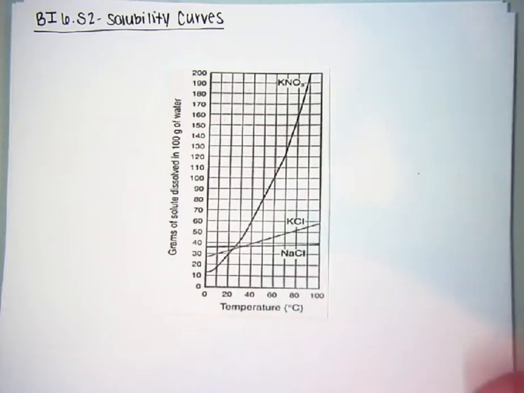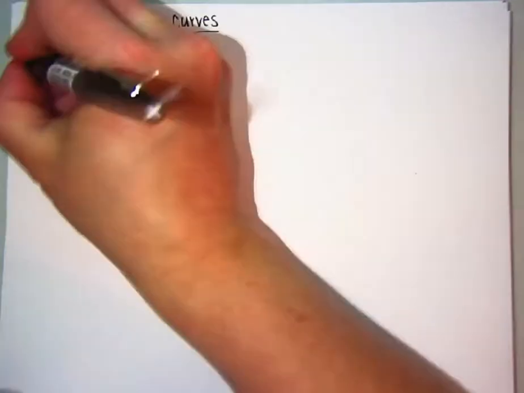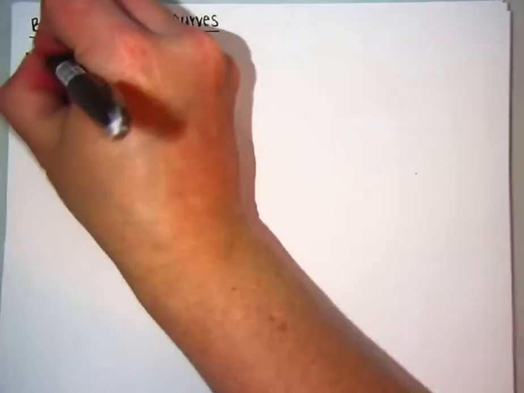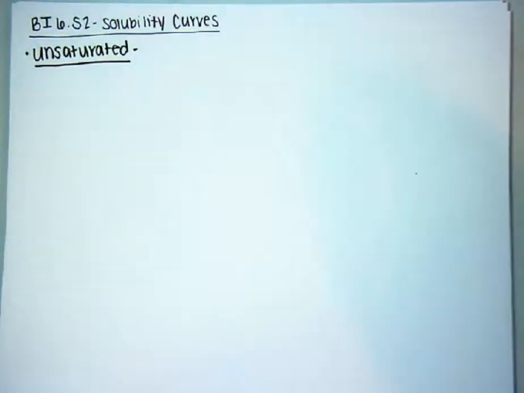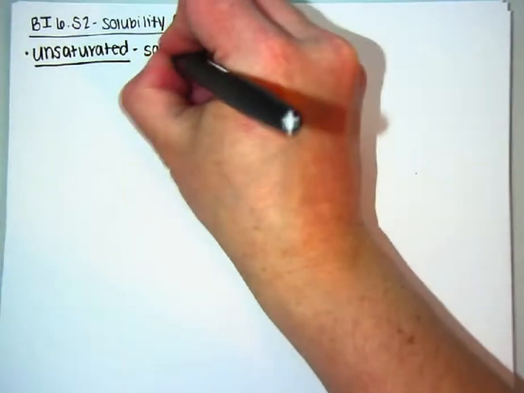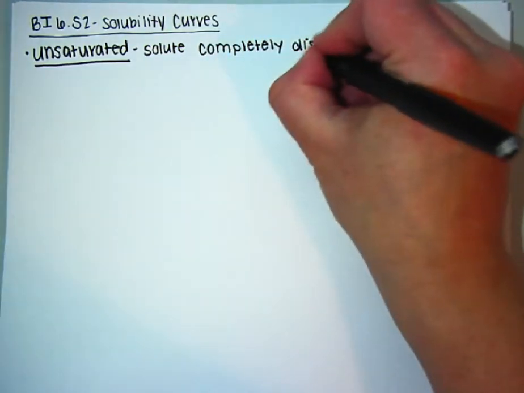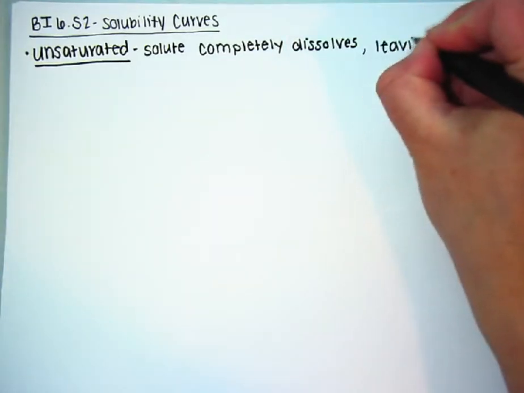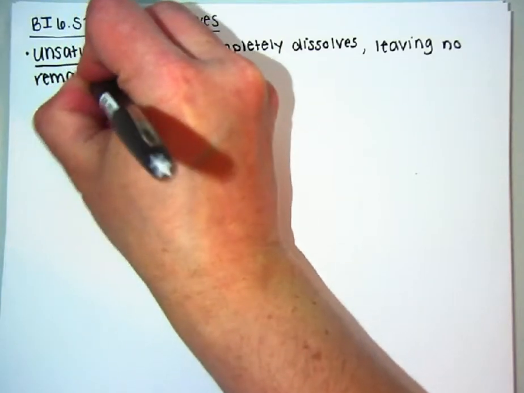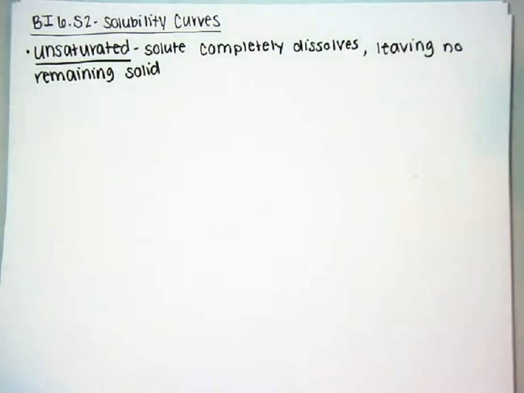Before we get to some example problems where we actually read this graph, there's two definitions that you need to be familiar with. This unit we've been talking about solutions. Up first, we can have a solution that is unsaturated. If my solution is unsaturated, it means that the solute completely dissolves. When the solute completely dissolves, it's going to leave no remaining solid. If our solution is unsaturated, we can dissolve more solute.